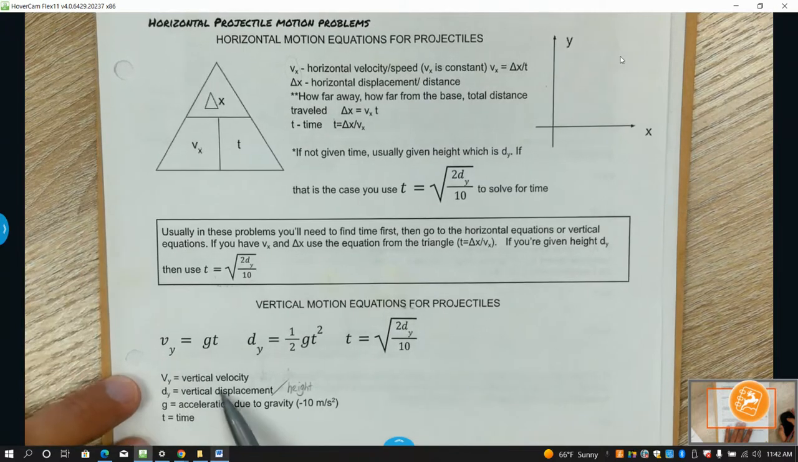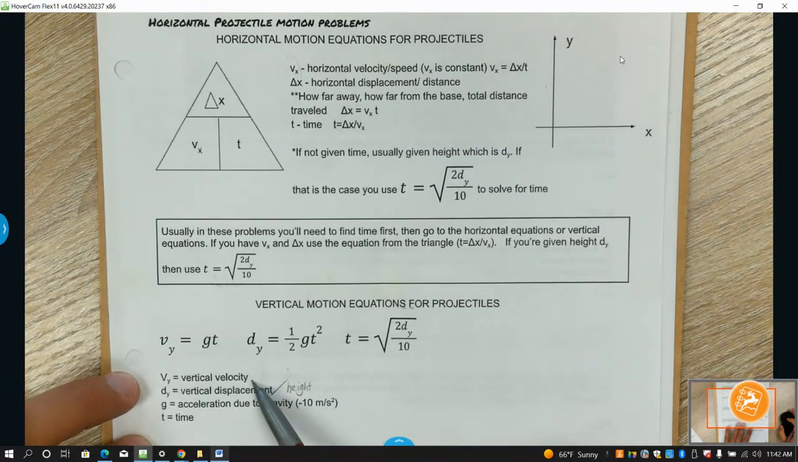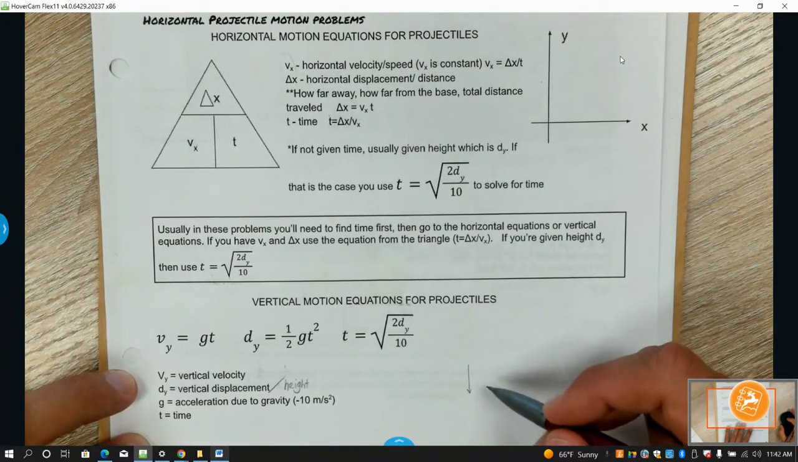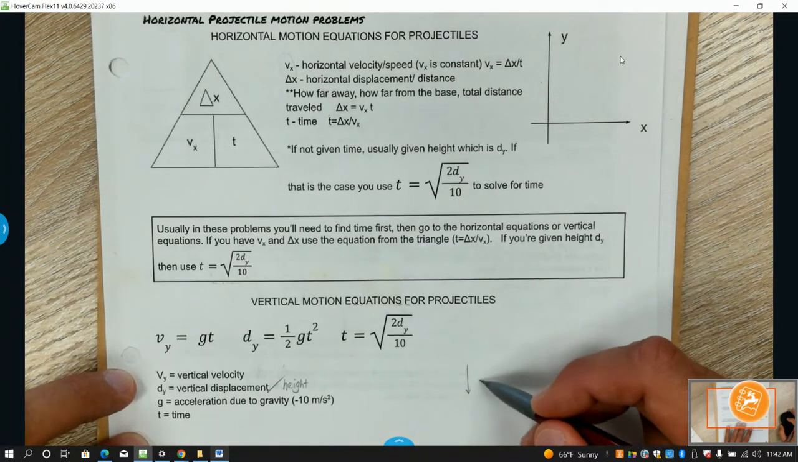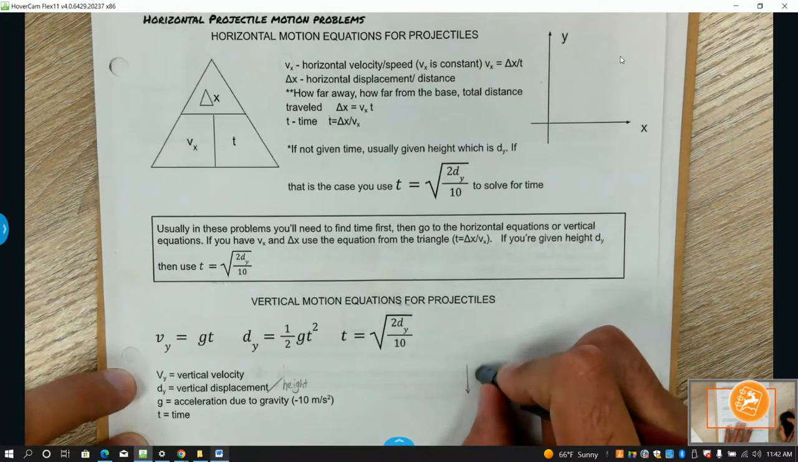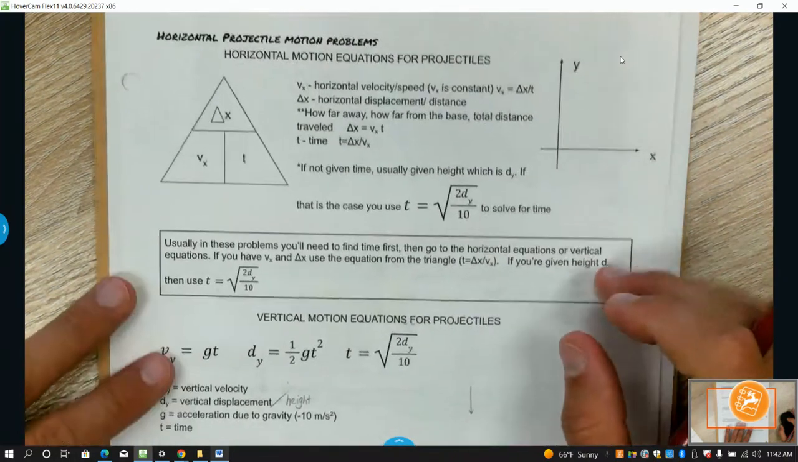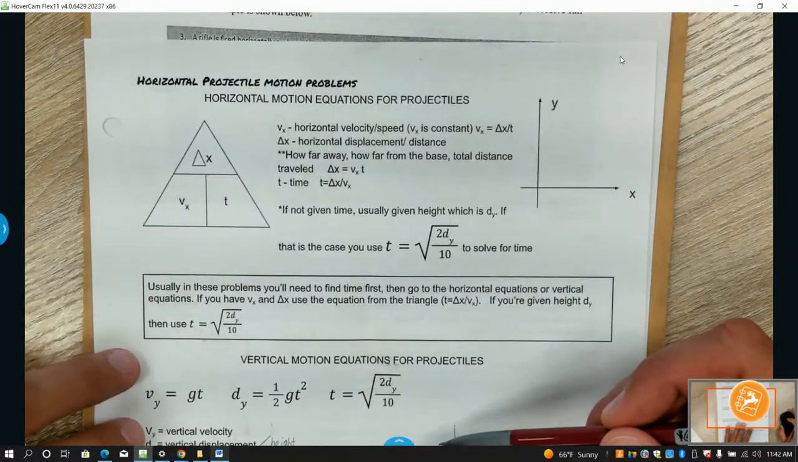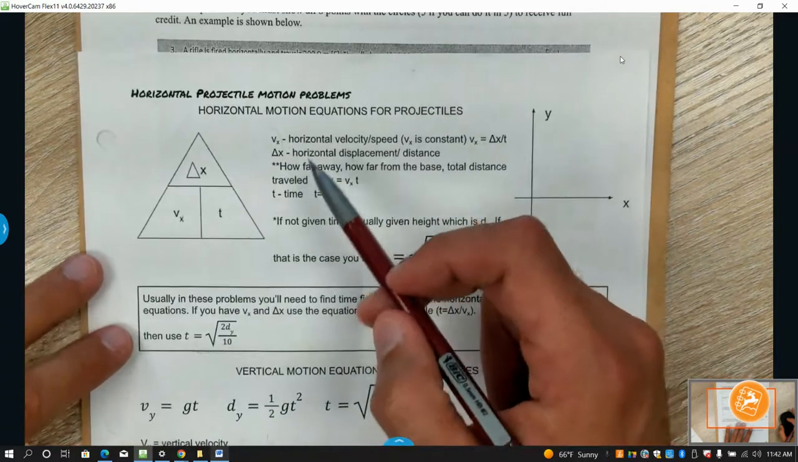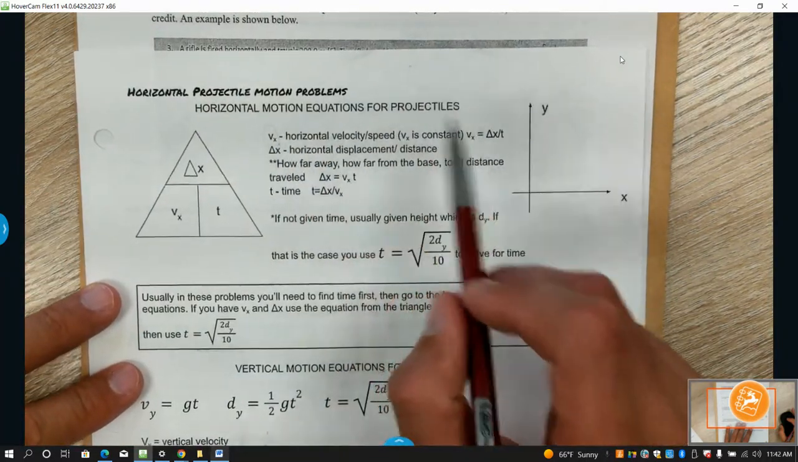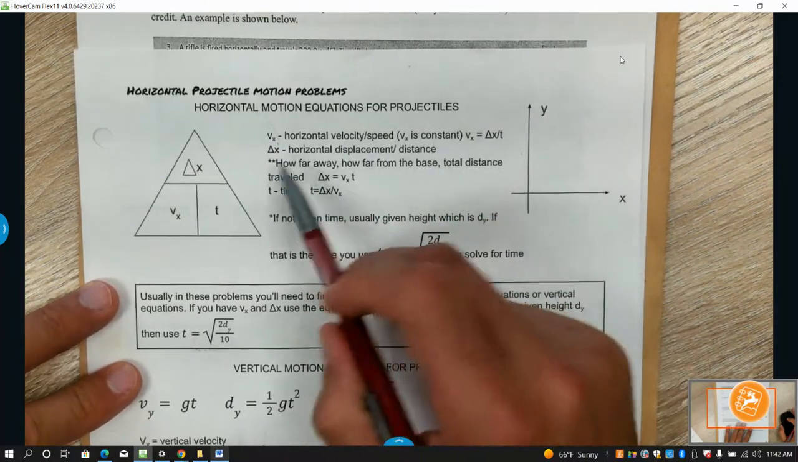Guys, if they're asking you for height, that's dy, vertical displacement. If they ask you for vertical velocity, like at what speed, if it's been falling for 10 seconds, 4 seconds, whatever, what is the speed at which it strikes the ground that way? That would be your Vy. But the majority of the time, guys, in our horizontally launched problems, we're not given an initial velocity in the y direction.